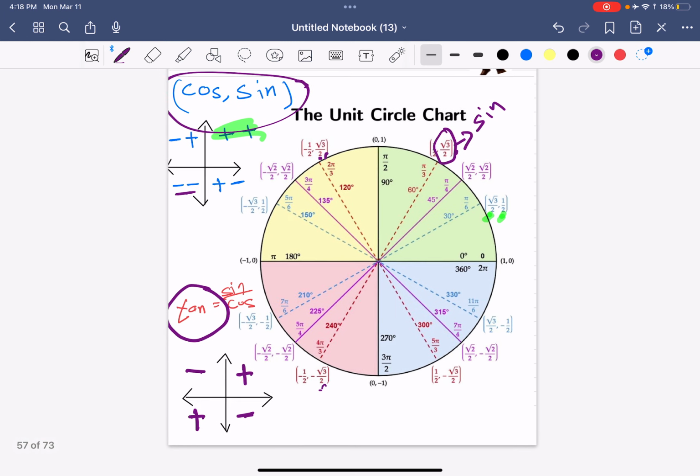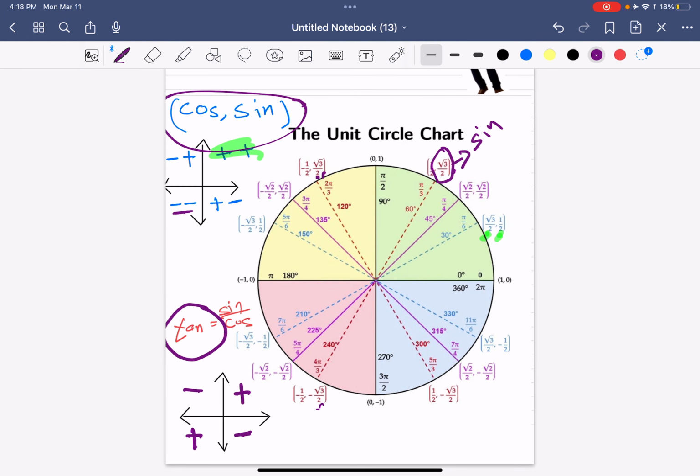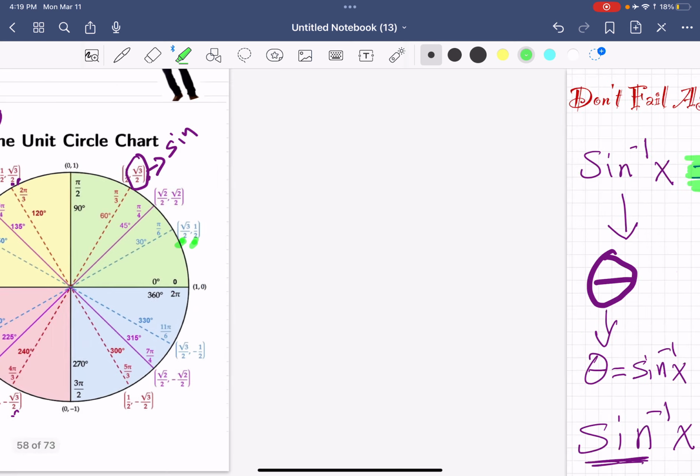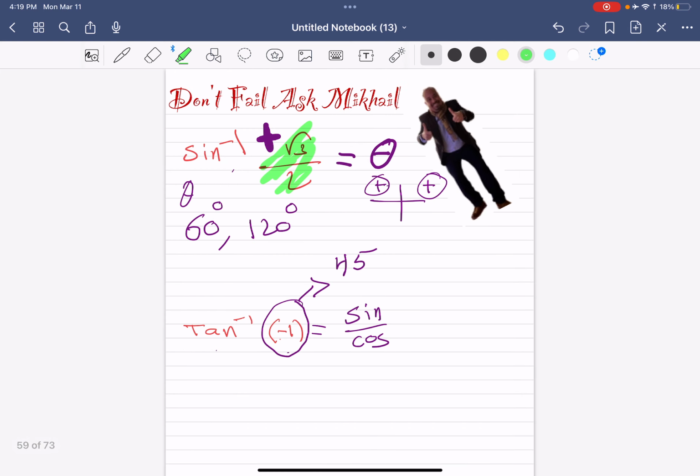What is tangent negative? Tangent is negative at the second and fourth quadrants. So the angle here is 45, and the second quadrant angle is 45 here.